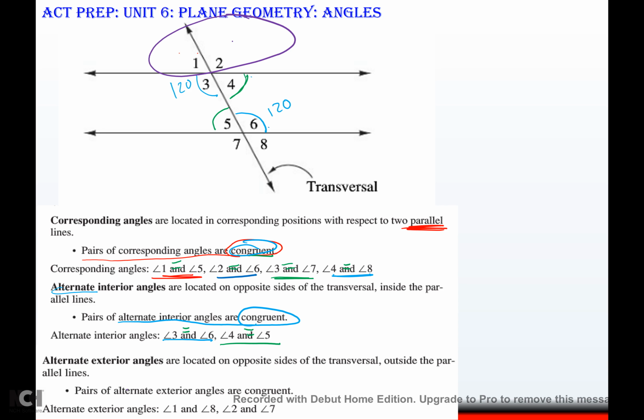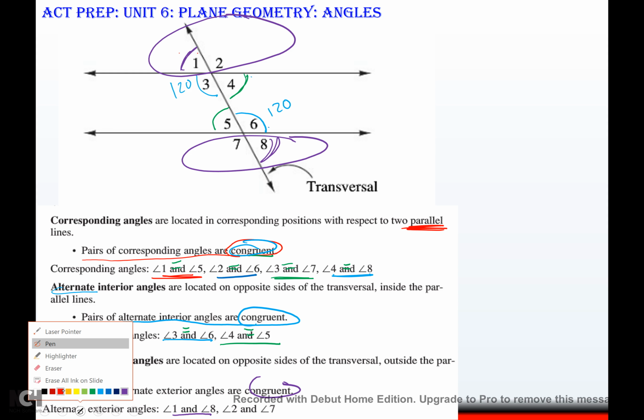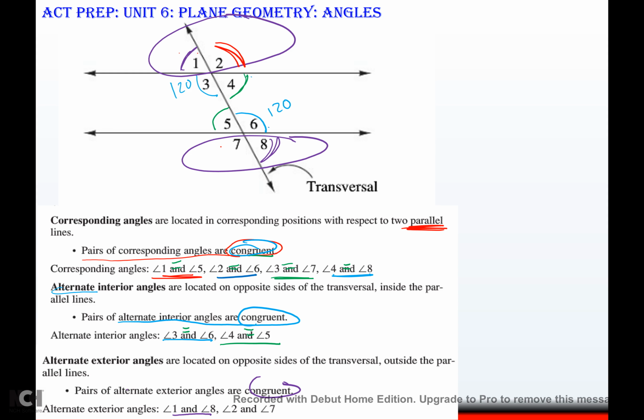Okay, and then you have your alternate exterior angles, which is just like it sounds. Your exterior is here and here. And alternate means on opposite sides of the transversal. So 1 and 8 are alternate exterior angles, and they are congruent. And then your other pair is 2 and 7, and we know that they're equal. Whatever they are, they're equal. 1 and 8 are equal. Okay?